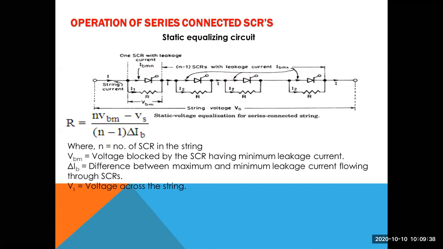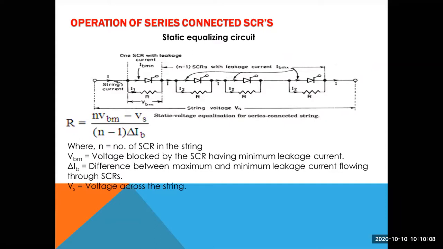First is unequal voltage distribution. Second is the temperature difference problem, which we will discuss in the next class. And third is the dynamic switching characteristics problem, that is, turn on and turn off. Different turn-on and turn-off characteristics will cause problems with SCRs connected in parallel and series. So 3 problems will occur.